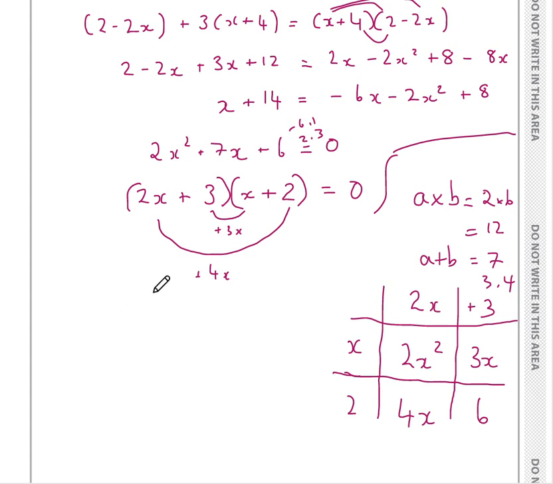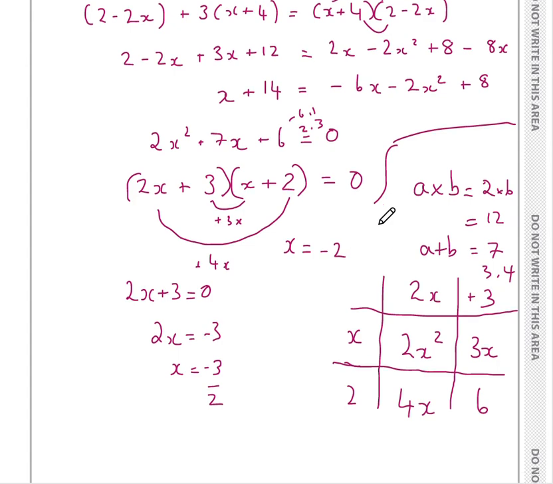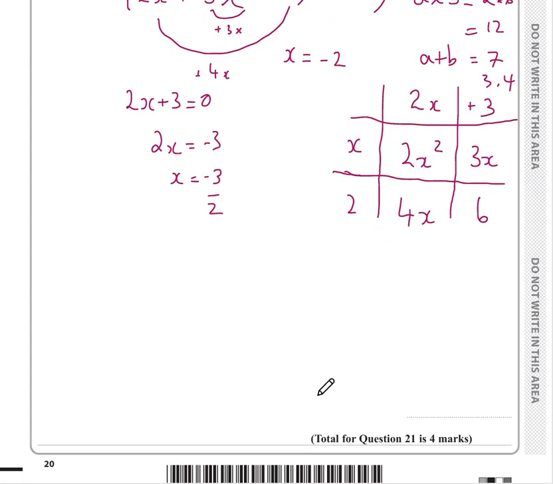Okay, the last step is, once I've got those brackets equal to 0, I just need to solve them. So 2x plus 3 is equal to 0, 2x is equal to minus 3, and x is equal to minus 3 over 2. For the second bracket, x plus 2 equals 0, x is equal to minus 2. Okay, so let's just be clear which are our solutions. So x is going to be equal to minus 2, or x equals minus 3 over 2.